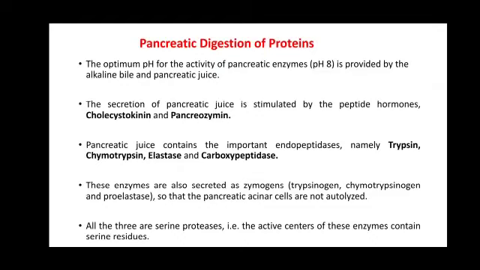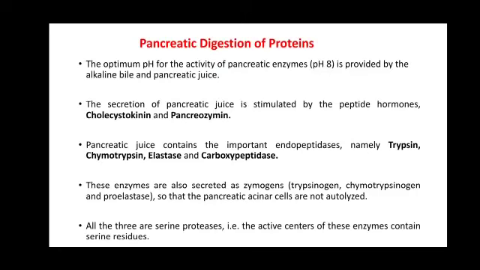When it enters the intestine, the digestion of proteins also occurs by pancreatic enzymes, as the optimum pH of 8 for their activity is provided by the alkaline bile and pancreatic juice. The secretion of pancreatic juice is stimulated by the peptide hormones cholecystokinin and pancreozymin. The pancreatic juice contains the important endopeptidases, namely trypsin, chymotrypsin, elastase and carboxypeptidase.